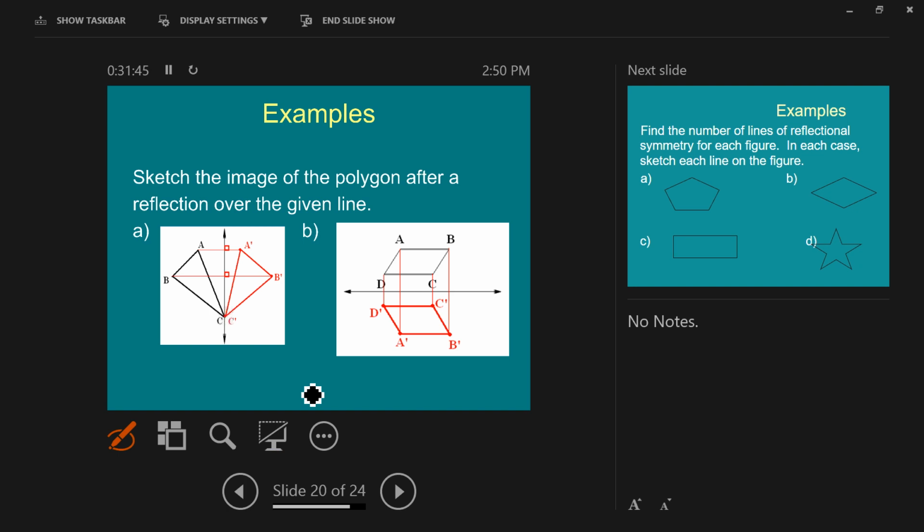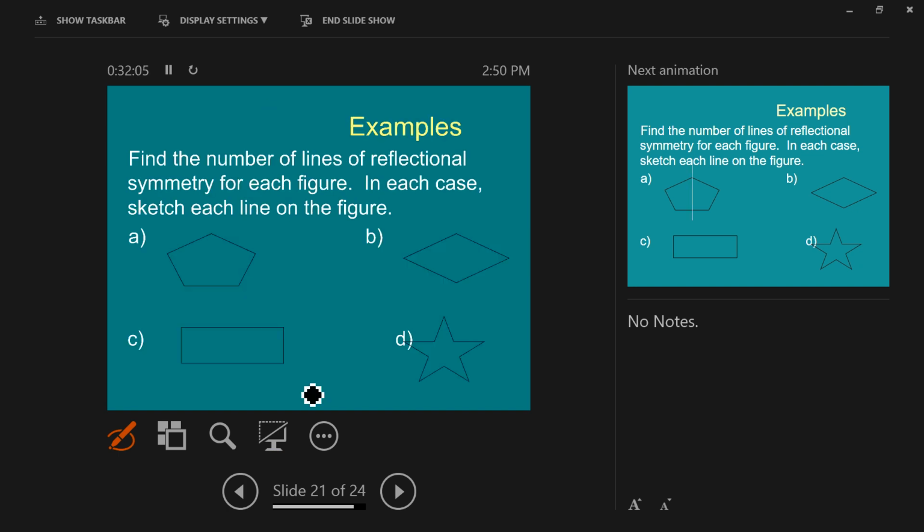Okay? Alright, in the next section, they want you to just draw a line of symmetry on each of those figures where you could fold it in half, where it would be reflected if you folded it in half. So, some of those may have more lines of symmetry than others, but you're going to draw as many lines of symmetry as you can on each figure.